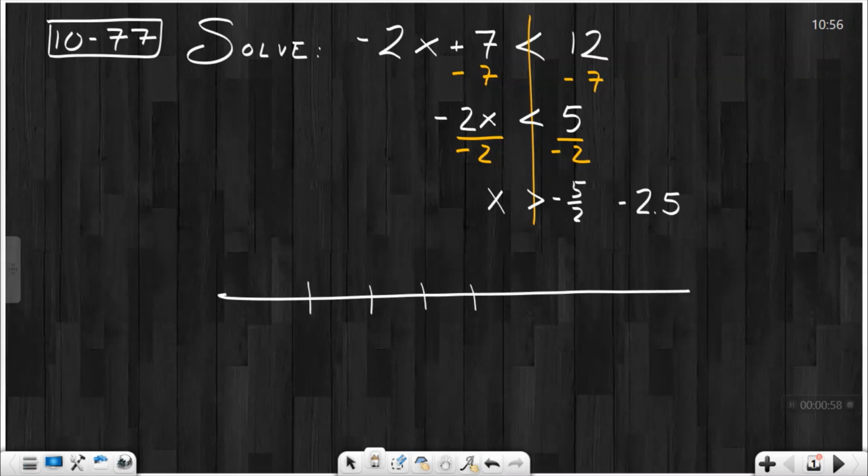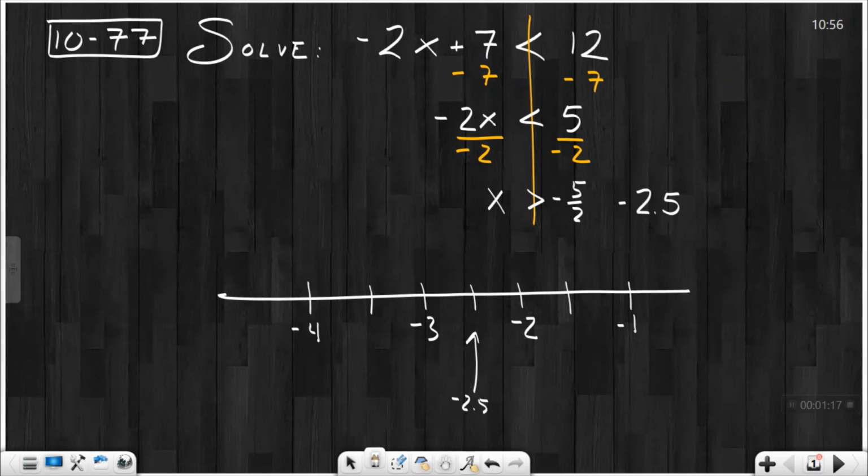I just get some numbers on here. The main one that I need is my reference point, so I'm going to put negative 3 here and negative 2 here, because that would make my negative 2.5 right in the center. And you could add in some other ones to keep some equal intervals there.